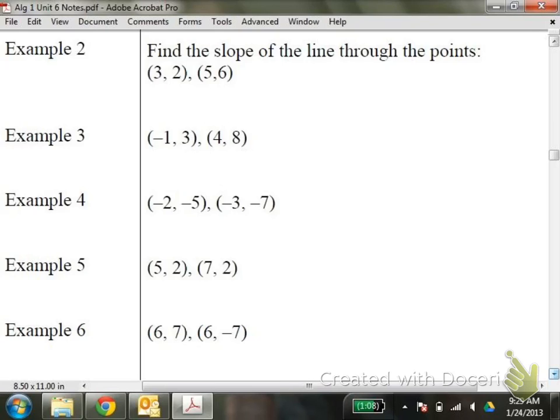Okay, example 4. We have negative 2, negative 5, negative 3, negative 7. The reason why I want to do this one with you guys is because negatives can be tricky. So first let's label the points. Negative 2 is going to be x1. Negative 5 is y1. Negative 3 is x2. And negative 7 is y2.